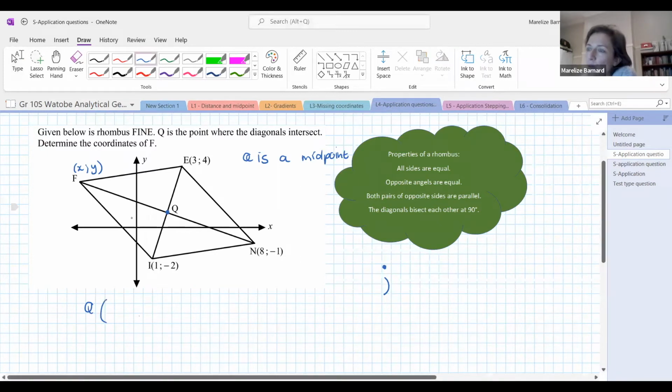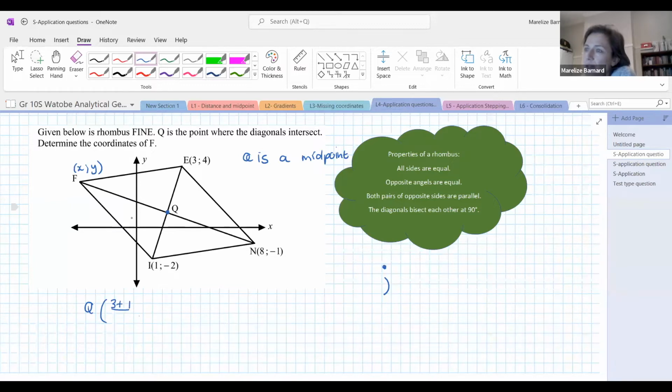Okay, so to get that midpoint, we're going to add the x coordinates. So that's 3 plus 1, the x coordinates at E and I. We are doing the midpoint. So we go 3 plus 1 divided by 2. And then 4 plus or minus 2, which is minus 2, divided by 2. So then Q is going to be 3 plus 1 is 4, divided by 2 is 2. And 4 minus 2 is 2, divided by 2 is 1. Okay, good stuff.